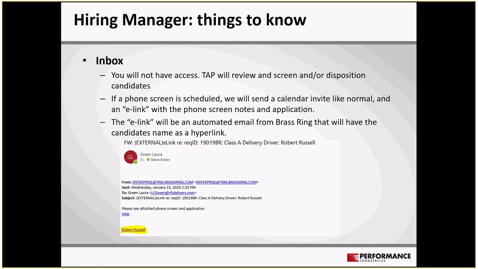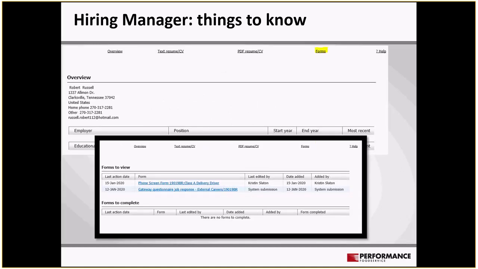If you click on Robert Russell, you are going to see at the top here the overview screen. You will see his contact information. You'll see forms. There won't be anything on the screen that you can really see or click on yet until you click forms. Once you click forms, you're going to see the two things that we attached. You're going to see the phone screen form and you're going to see the Gateway Questionnaire, which is just a fancy way of saying the application and his job history. So those are the two things that you'll click on to be prepared for your interview. If you want to print, whatever you want to do from there, but you've got them very easily in your email.